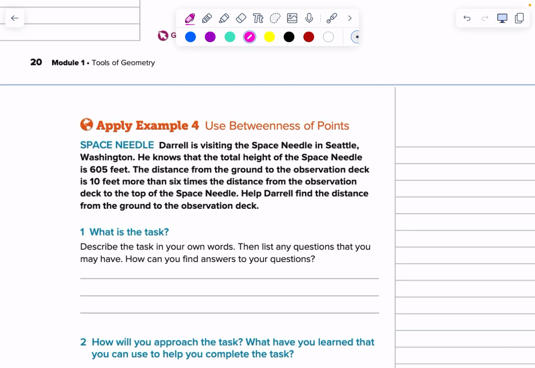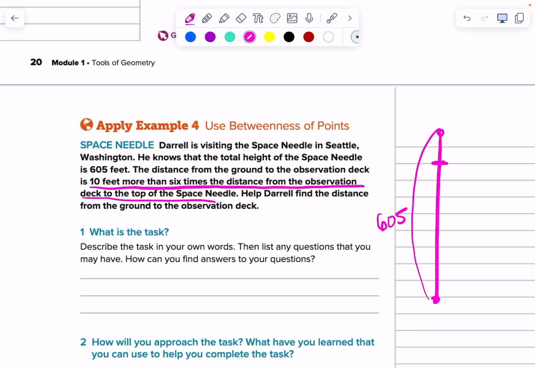He knows the total height of the Space Needle, so now we're doing a line segment that's going up and down. It's just a vertical line segment. The total height of the Space Needle is 605 feet. The distance from the ground to the observation deck, the bottom of the UFO, is 10 feet more than 6 times the distance from the observation deck to the top.